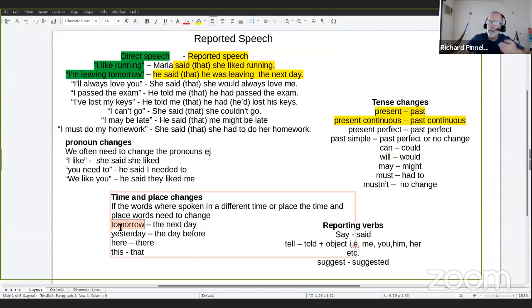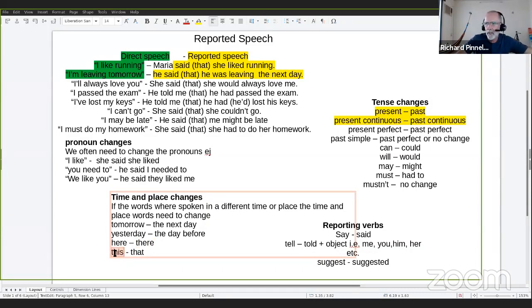If in the direct speech it's tomorrow, in the reported speech, we need to say the next day. If in the direct speech it's yesterday, we need to say the day before. We have some other changes here. If in the direct speech it's here, as in I am here, it becomes there. He said that he was there.